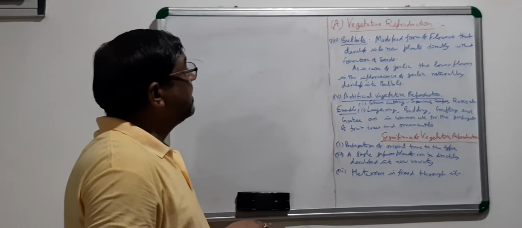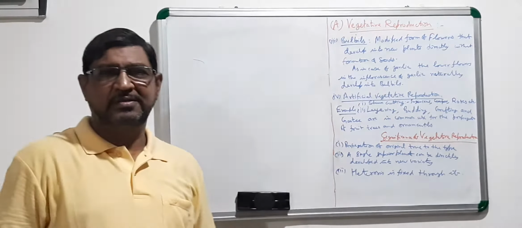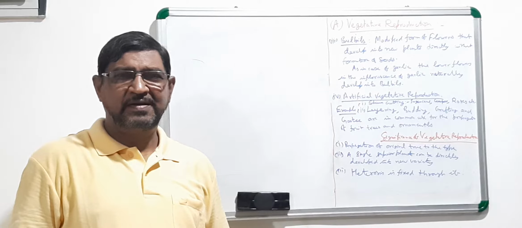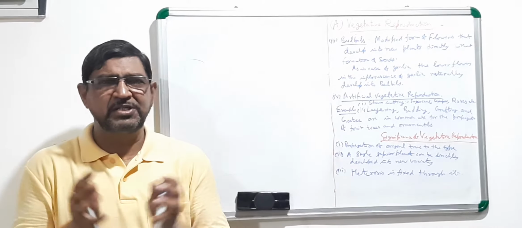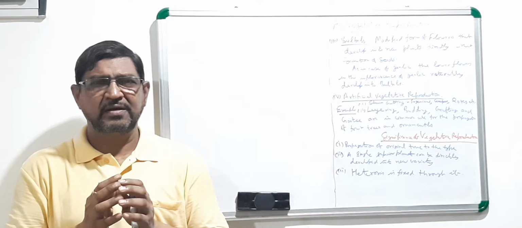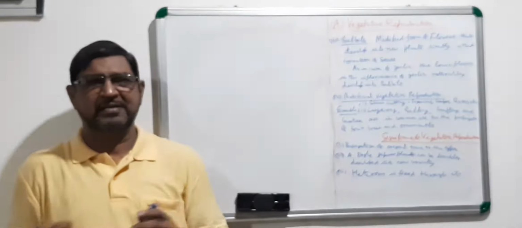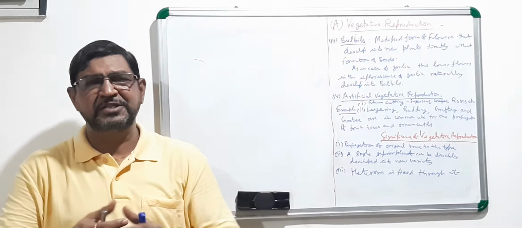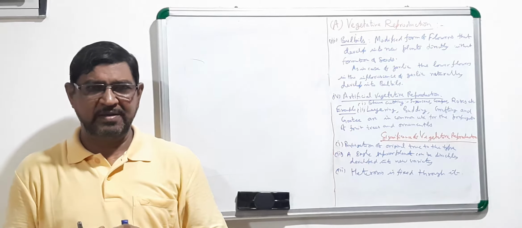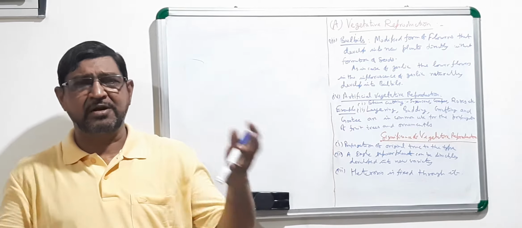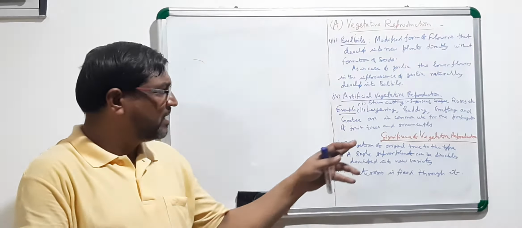So now come to artificial vegetative reproduction, wherein in those crops where in natural condition in the environment this vegetative reproduction is not occurring, but you are doing it artificially. There are many fruit plants, many ornamental plants where we are using artificial vegetative reproduction.